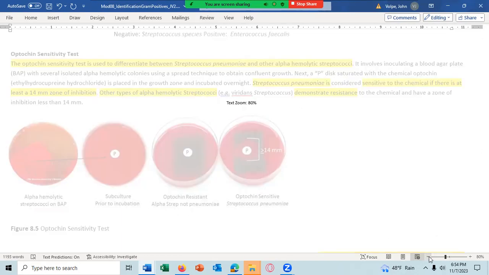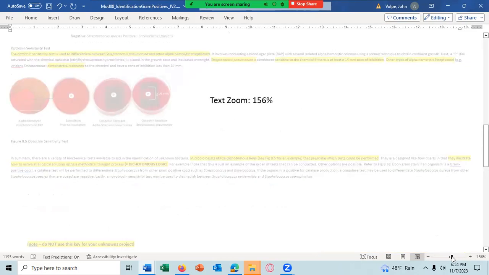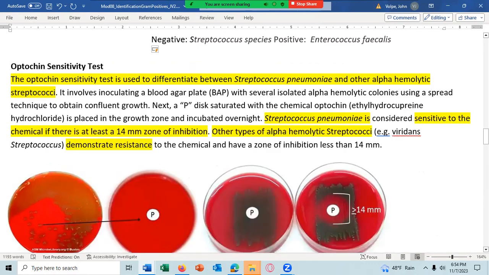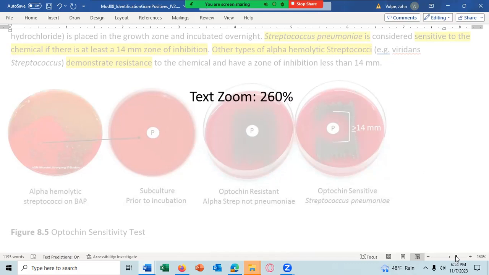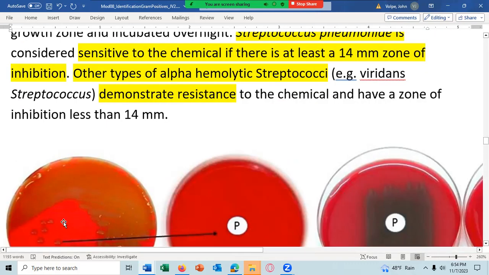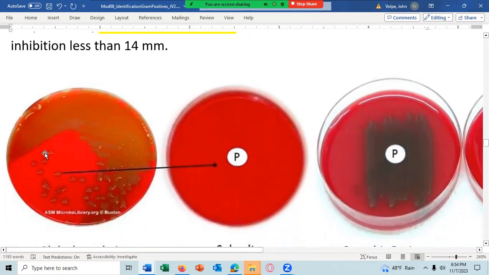Let me blow that up for you. I've got to blow it up further. So there you can see the white colony of bacteria, and there's darkening around the white. The darkening is from alpha hemolysis. Take the bacteria, streak it out in this region of the plate, put on the optochin, and then incubate it.